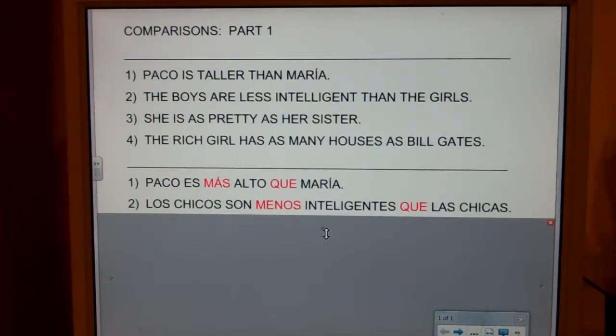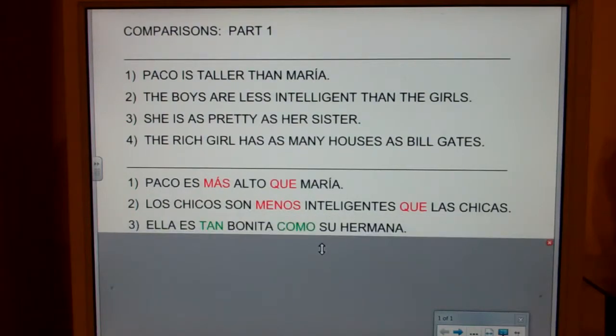Number 3, she is as pretty as her sister. Ella es tan bonita como su hermana.